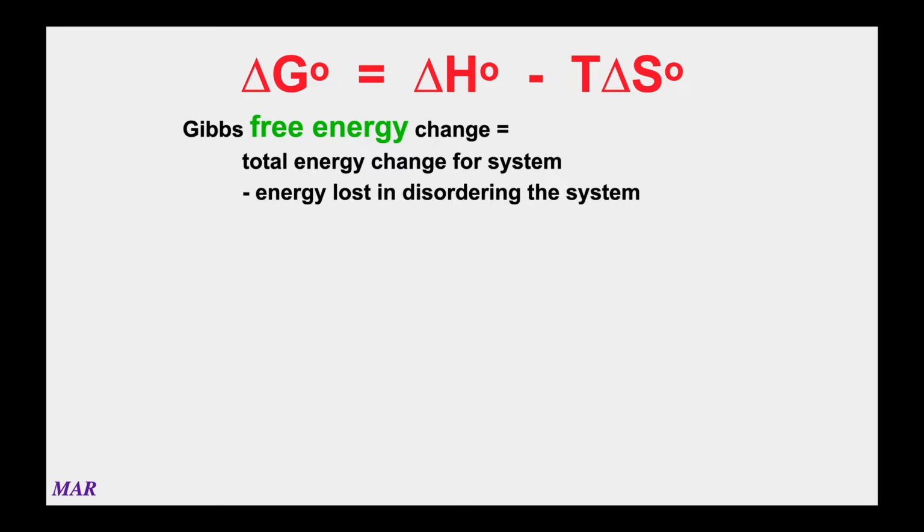Oh, joy. Delta G equals delta H minus T delta S is arguably the most important equation of all of chemistry because we're going to use this delta G to see if a reaction occurs or not, if it's spontaneous or not. And the Gibbs free energy is just literally the energy change for the system minus the energy lost in disordering the system. So delta H is the energy change for the system, and the delta S is the energy lost in disordering the system. Remember, delta S is just a measure of messiness.